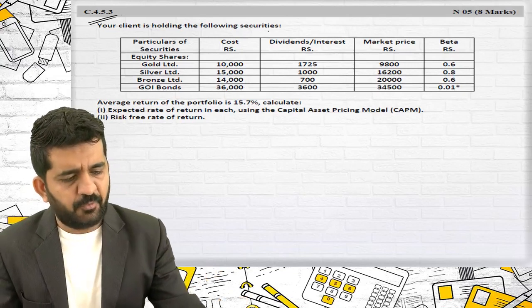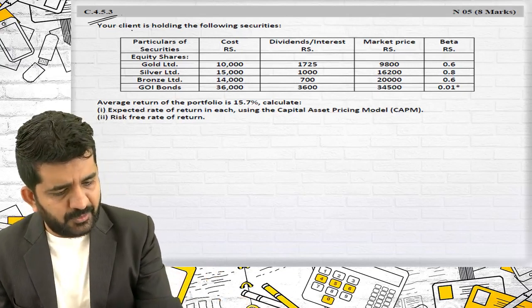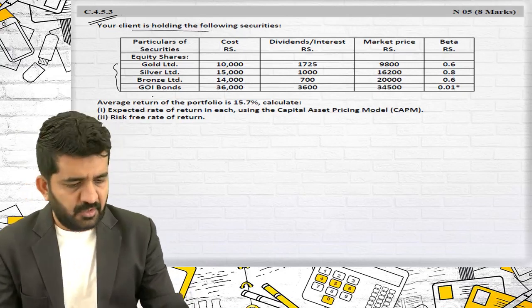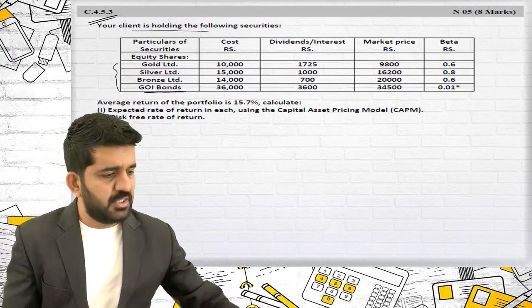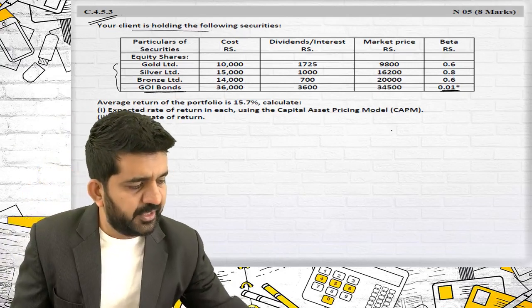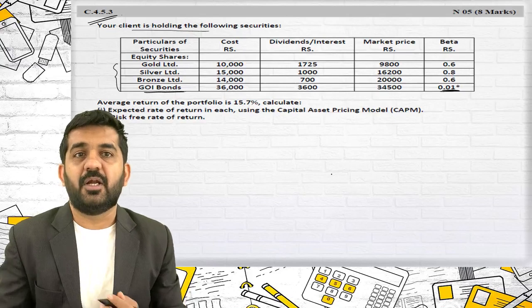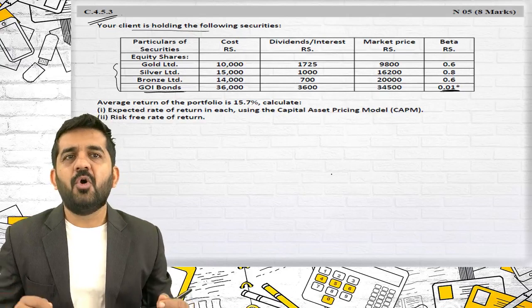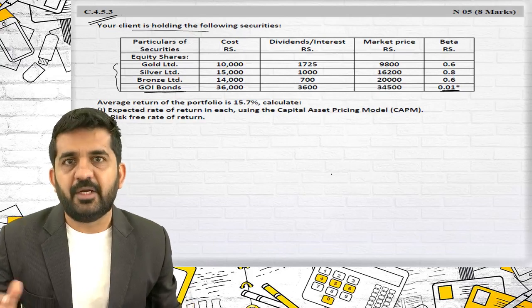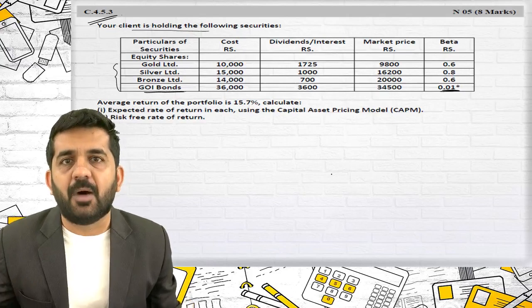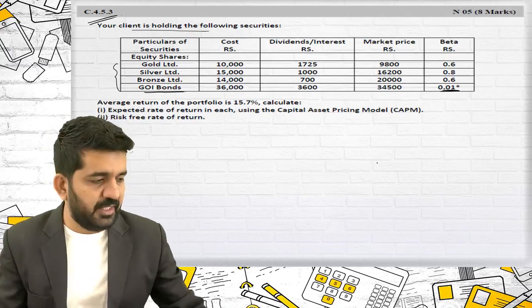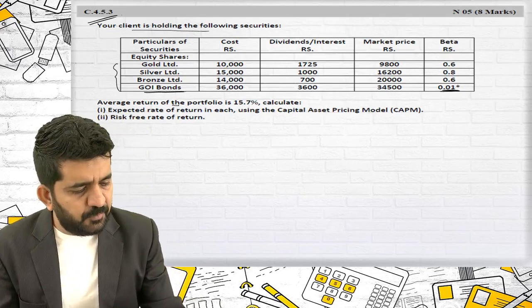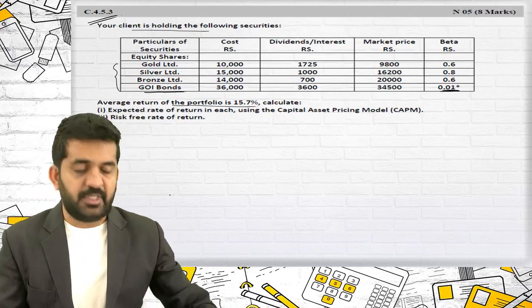Your client is holding the following securities. So the client's holdings are given, and then some securities are given, which include Government of India bonds having a beta of 0.01. Now this was printed as 1. Anything which is a bond is normally a risk-free investment, so it cannot have a beta equal to the market. It should have a very low beta. So the correct figure is 0.01. Average return of the portfolio is 15.7%.